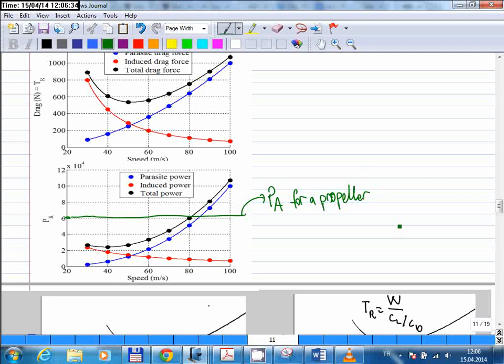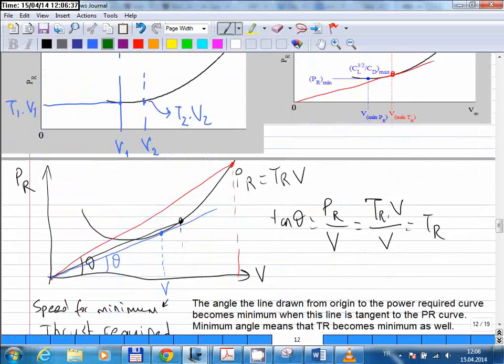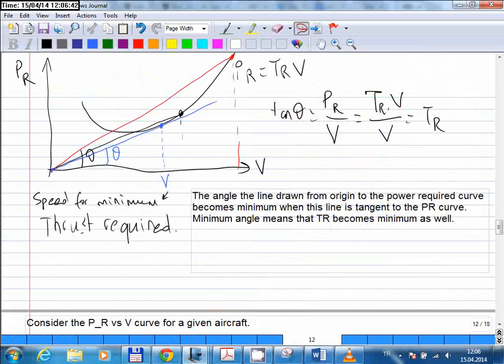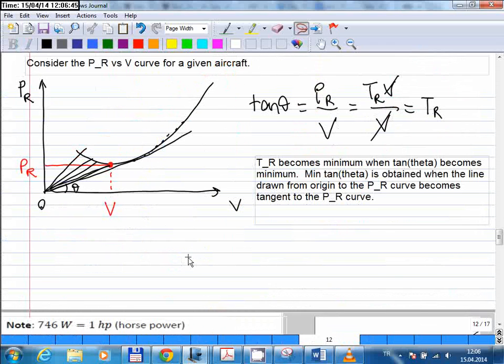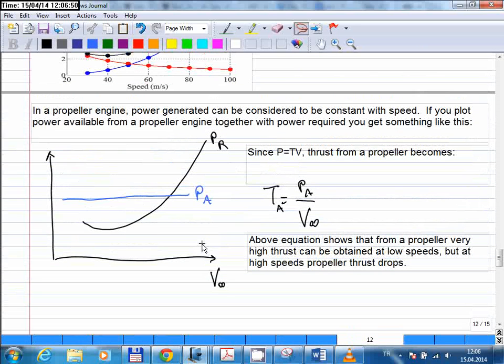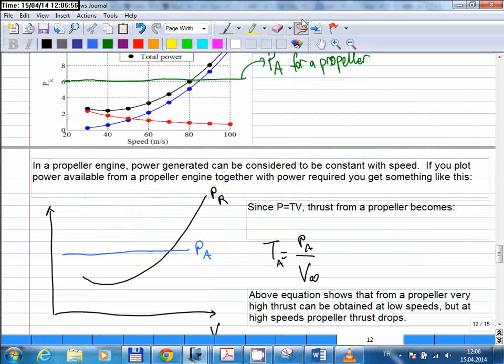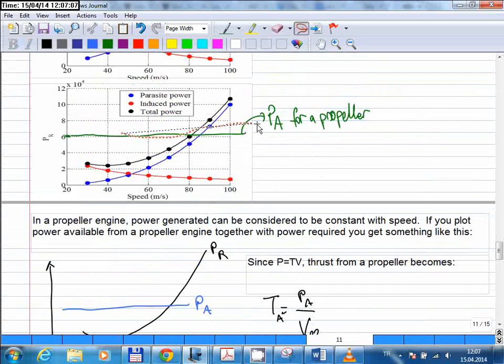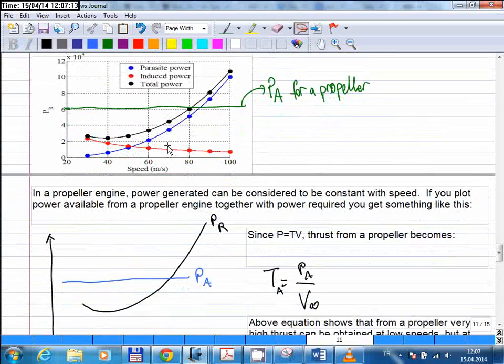Okay. Let me clean up all of this. Okay, so in a propeller engine, power generated can be considered to be constant with speed. If you plot power available from a propeller engine together with required power, this is what you get, as I showed here. So the available power is a flat line, but the required power is changing like that.